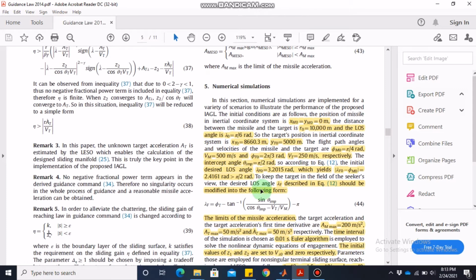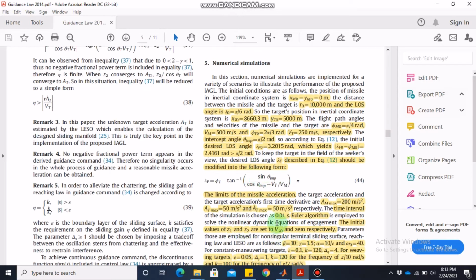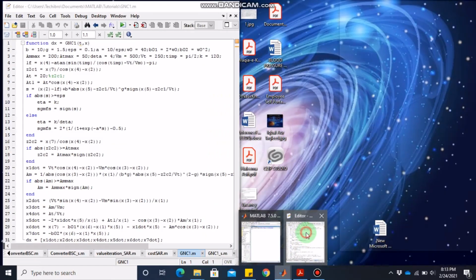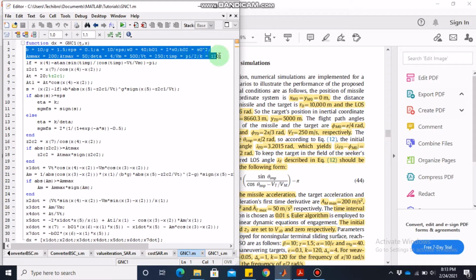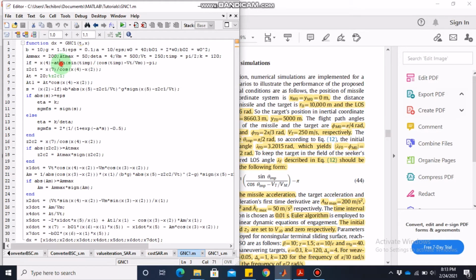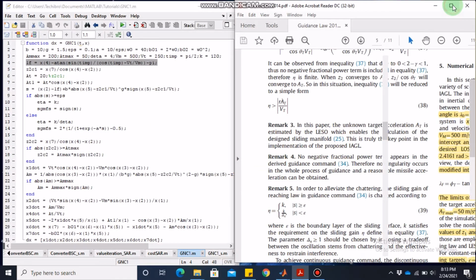And then there are some initial conditions and parameter values that are given in the paper. So without further ado, we can just go straight to the code. This is the Matlab code for this whole system presented in the paper. You can see here that first of all we have written the values of all the constants that are given in the paper, and then there is this equation of lambda f. This lambda f equation is right here.